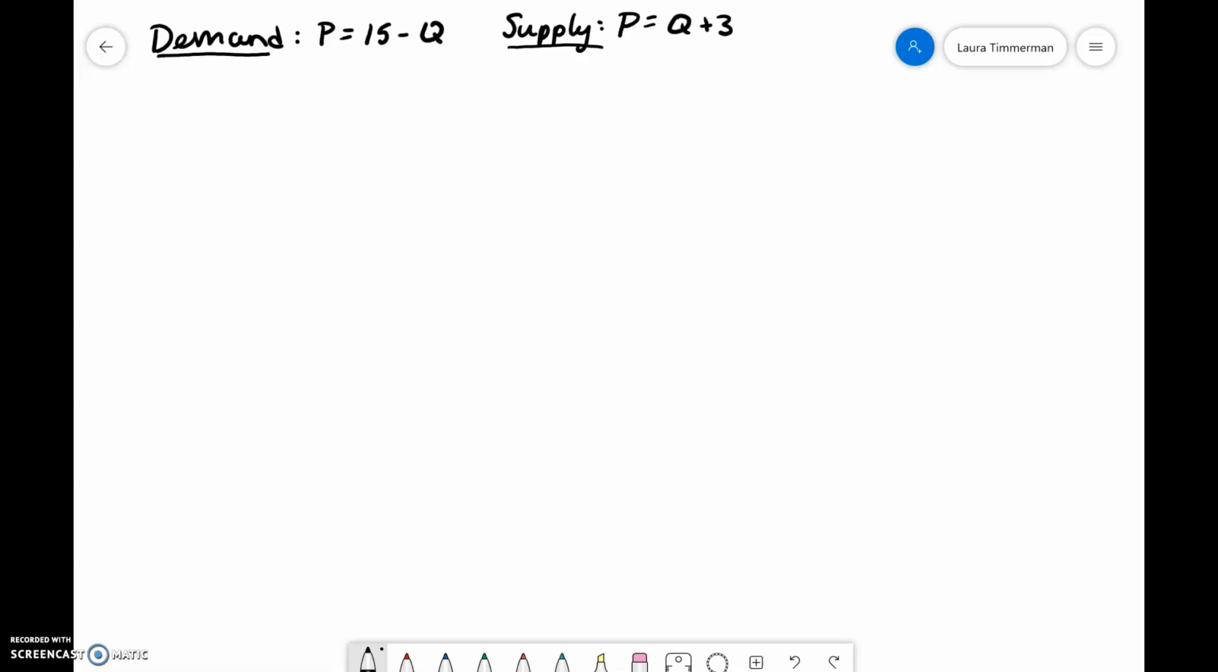And so in order to get our equilibrium, that is the point where the two lines intersect. So it's where quantity demanded is equal to quantity supplied. So we can set these two equations equal to each other, no matter what variable they're solved for. And now we're going to solve for Q.